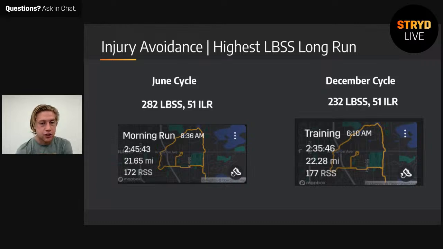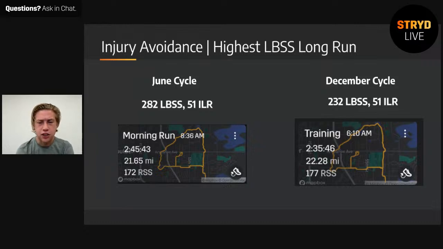And just to specifically draw a point of comparison, my highest LBSS long run in that June cycle was 282 LBSS. And this is something I talked about during my first presentation. I was really trying to amp up those lower body stress scores since this was my first marathon. I really wanted to build up the resilience there to make sure I could sustain the pounding of that endurance race, and I reached super high values.